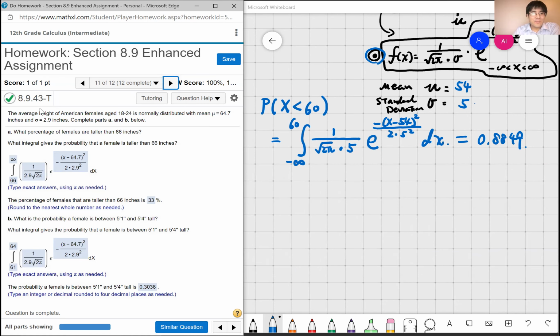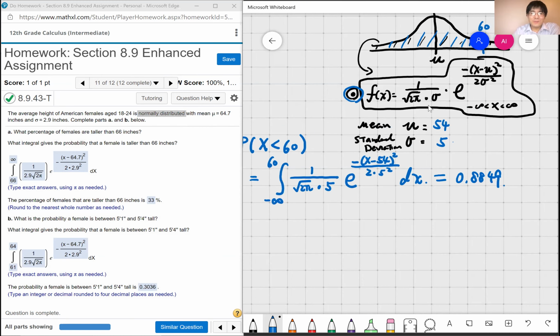Okay, next problem. The average height of American females aged 18 through 24 is normally distributed. So here's a keyword, normally distributed. That means we can use this model for this problem as well. Now, the mean in this problem is 64.7.